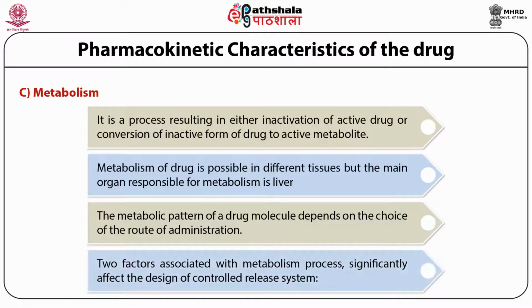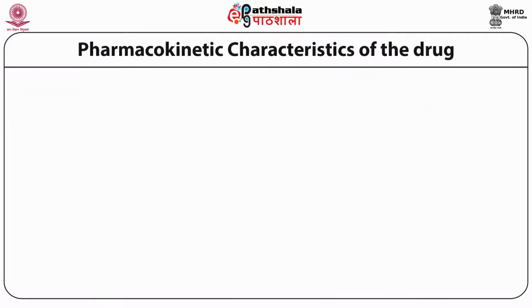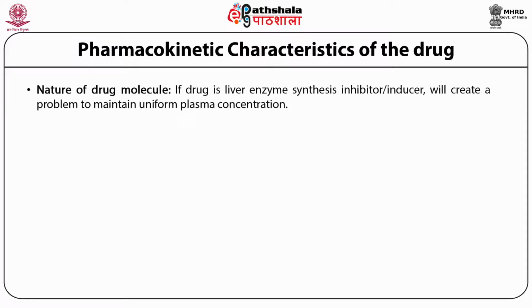Mainly two factors which are associated with metabolism process significantly affect the design of controlled release system. Amongst them, the first factor is the nature of the drug molecule. If the drug is liver enzyme synthesis inhibitor or inducer, then it will create a problem to maintain uniform plasma concentration of drug upon chronic administration. There are certain examples to highlight this point.